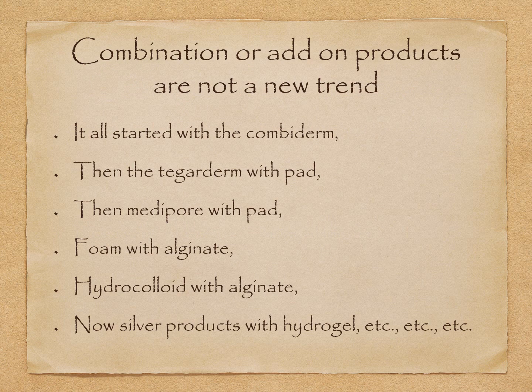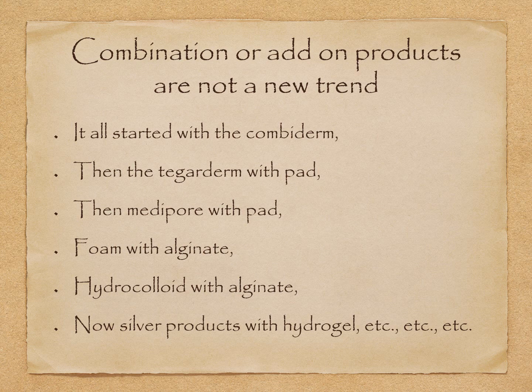All right, so if you're trying to sell a new product, the combination of existing well-known products is a very popular way to get something into the market. If people already use collagen, you incorporate collagen. If people already know alginates, you incorporate alginate. Silver, you incorporate that.